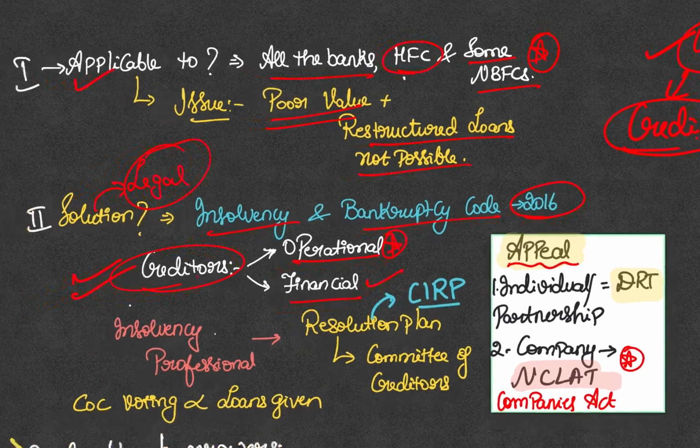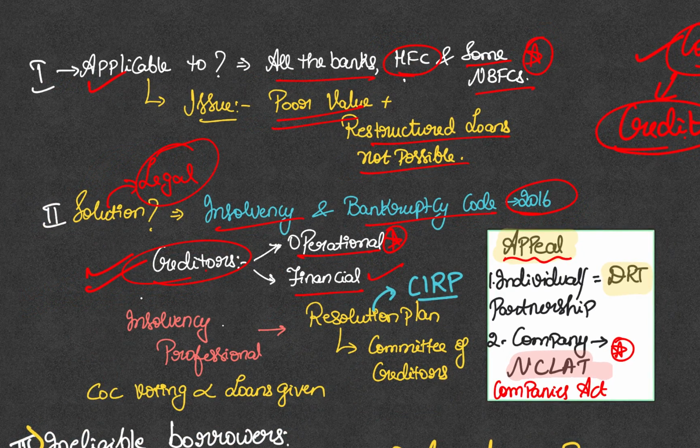So as per this code, what happens is, like we have discussed in the SURFACE Act, there is no possibility of restructuring. To address that, the first thing that this code proposes is setting up an insolvency professional whose main work is to ensure that the business is revived. So there will be a committee of creditors.